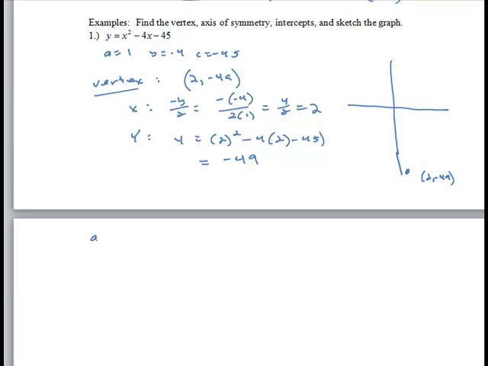In the meantime, though, we can identify this axis of symmetry. A vertical line passing through the vertex is going to be simply x equals 2 in this case, the x-coordinate of the vertex.